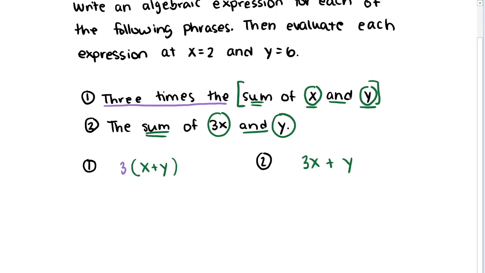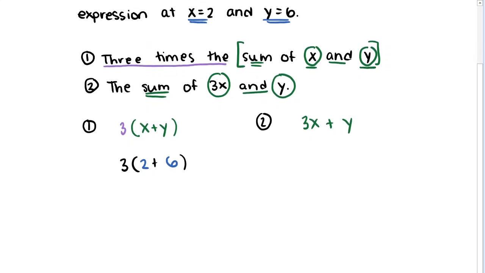Okay, so now let's evaluate these expressions at x is equal to 2 and y is equal to 6. So here I'm going to take 3 times, well, we're replacing x with 2 and we're replacing y with 6. So this gives us 3 times 2 plus 6. To evaluate this, we do the parentheses first. So 3 times 2 plus 6 is 8, and this comes out with the result 24.